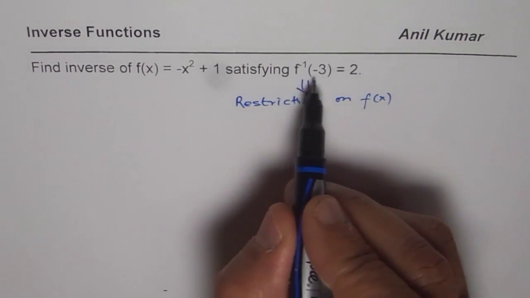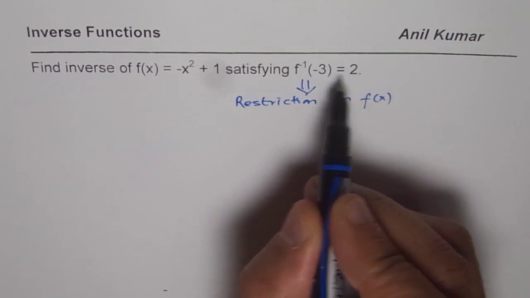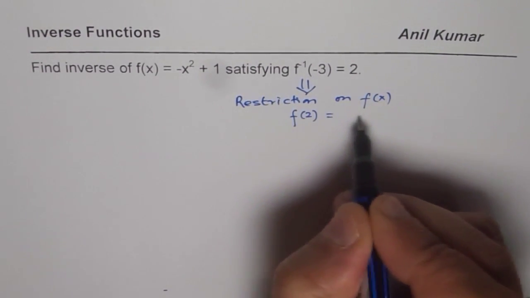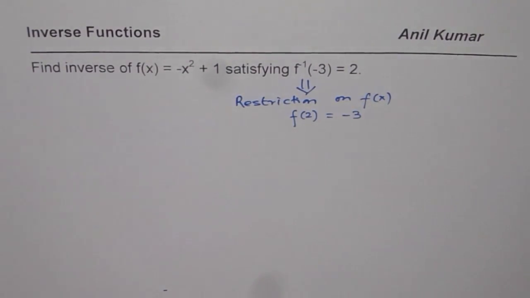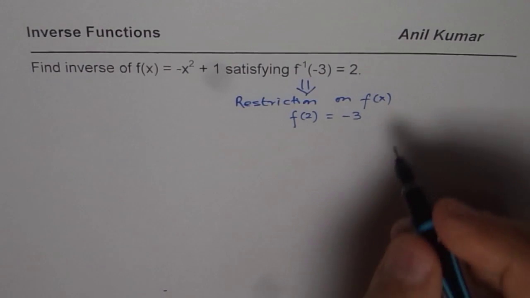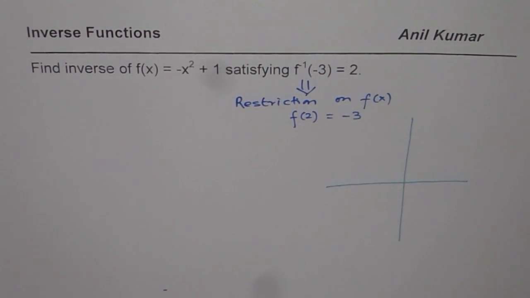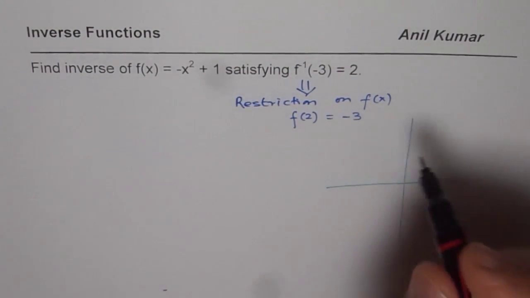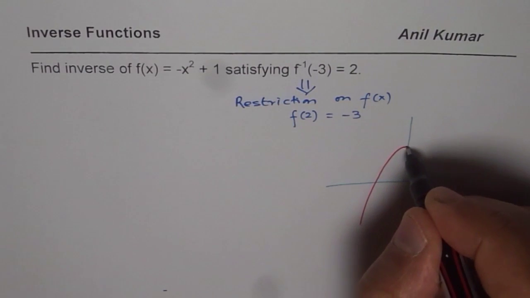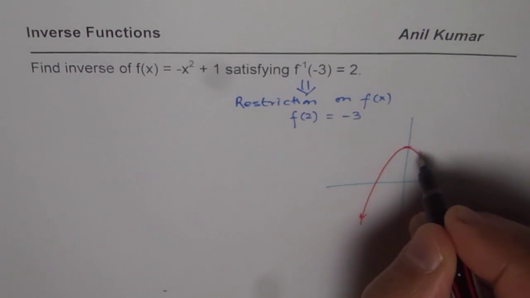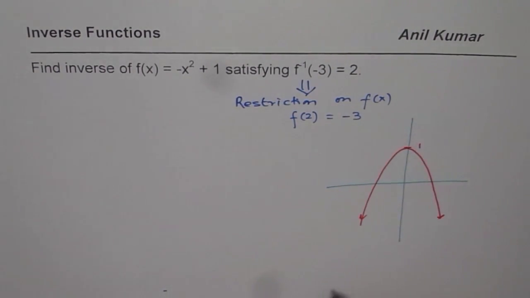Now if inverse of the function has a value of 2 at minus 3, then what is f of 2 equal to? f of 2 should be minus 3, correct? So that is how it is. Let us sketch it and understand the situation, and then we'll find the inverse, okay? So the situation is like this. Minus x squared moved 1 unit up. So the parabola will be like this, where this point is the maximum, and that is 1.